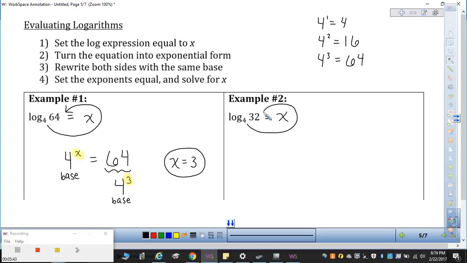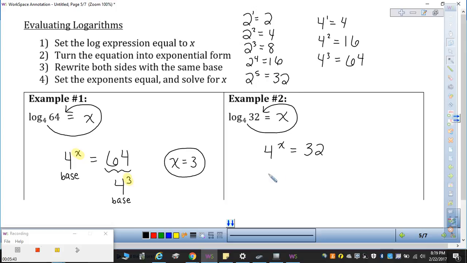We can do our loop to turn this into exponential form. Now for the next step, to rewrite both sides with the same base, it's not possible to write 32 with a base of 4 as we saw up here. But it is possible to rewrite both sides with a smaller base. They could both be written with a base of 2. If you think about the powers of 2, 4 is 2 to the second power, and 32 is 2 to the fifth power.